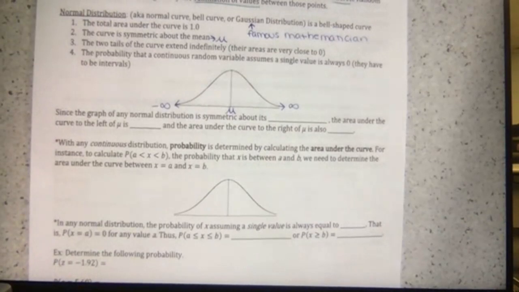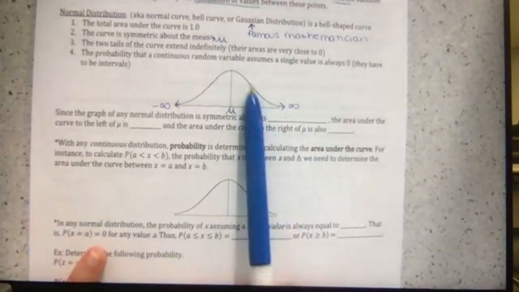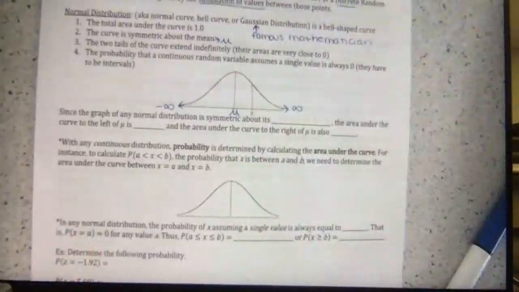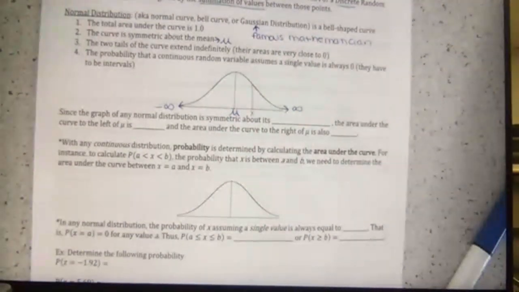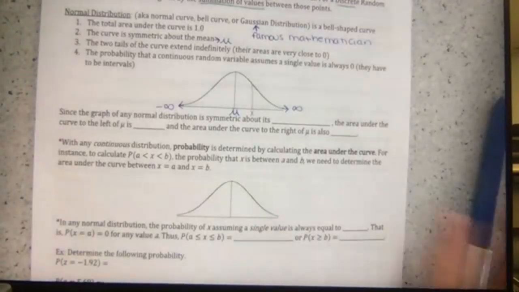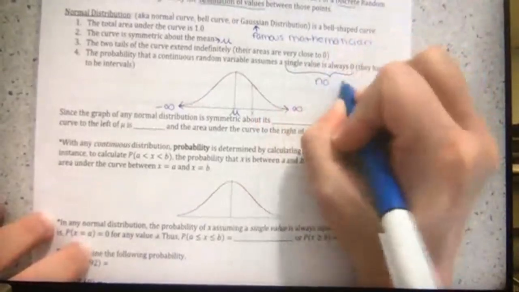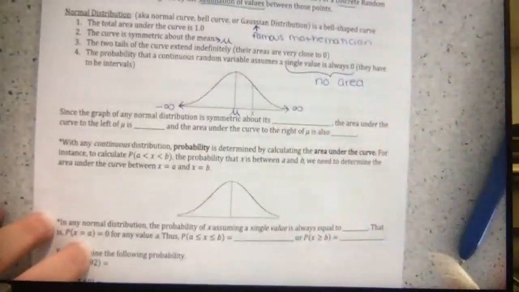And the probability that a continuous random variable assumes a single value is always 0. They have to be intervals, which kind of makes sense, because think about it. If you have a single value, let's say something right here, and this is going to be x, we're talking about the area. Well, if we just have one single point, there's not an area. It's not from this point to this point. It's just one single line. So if there's one single line, that means there's no area, which means that it's always 0. So a single value is always 0 because there's no area to look for.